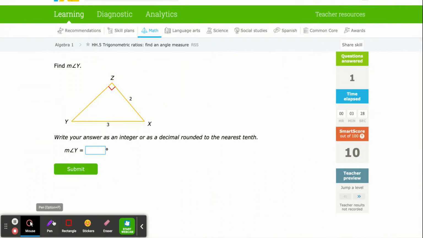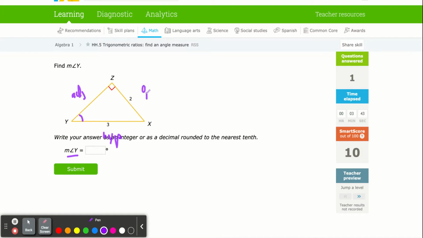So again, identify the angle they want you to find, angle Y. Now identify the three sides with respect to angle Y. This is the hypotenuse. This is the adjacent. And this is the opposite. Since I know the opposite side and I know the hypotenuse, I'm going to use the sine function. So again, rewind and write those down.